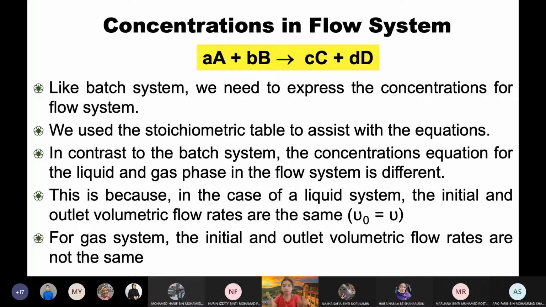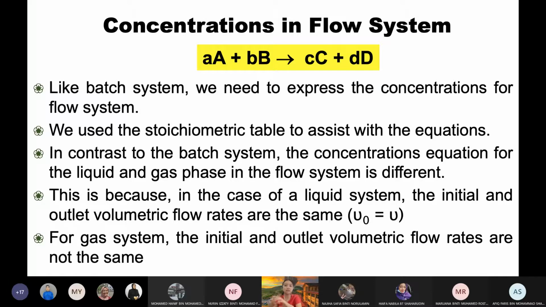If you are looking at liquid, okay, you are talking about liquid, volumetric flow rate dia yang masuk dan yang keluar, the initial volumetric flow rate and the outlet volumetric flow rate for liquid are equal. Meaning, if I pump in 100 liter per minute of your liquid, katakan your liquid A lah kan, keluar pun akan masih 100 liter per minute. Okay, so itu adalah untuk liquid. However, untuk gas, it is no longer equal. Inlet volumetric flow rate dah tak sama dengan outlet volumetric flow rate.